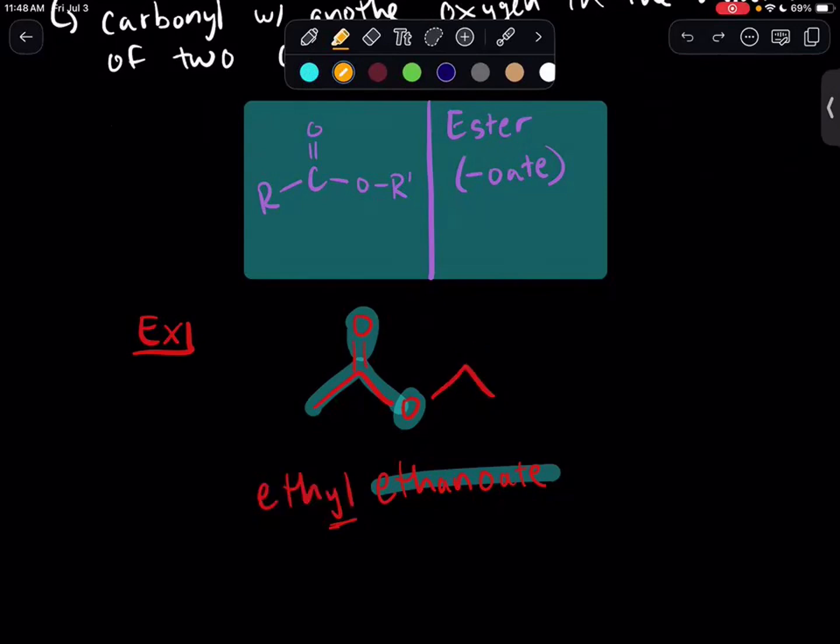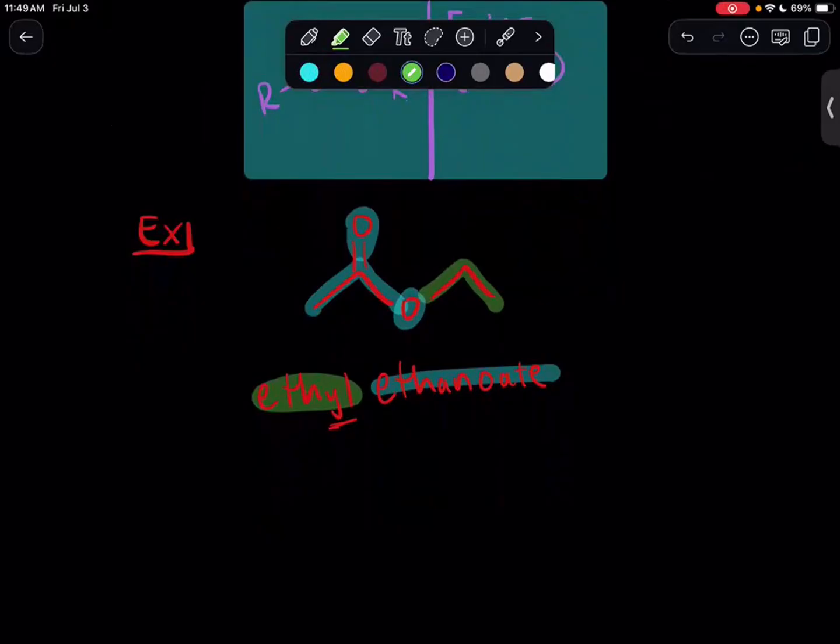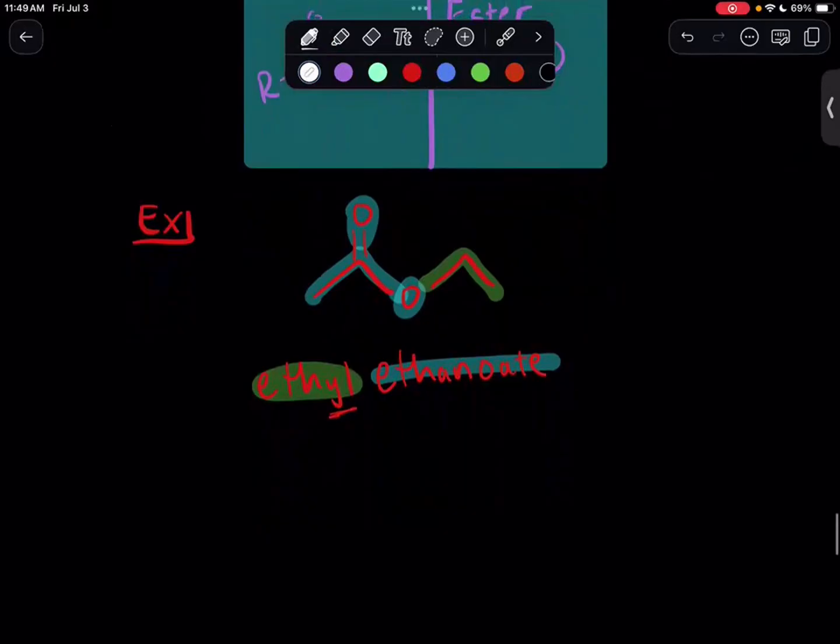That yellow is horrendous. Let me pick a different color that's a little more contrasting. So ethyl ethanoate. We add the -ate once again to the thing with the carbonyl group, and the ethyl refers to the chain attached. So esters are a little weird.